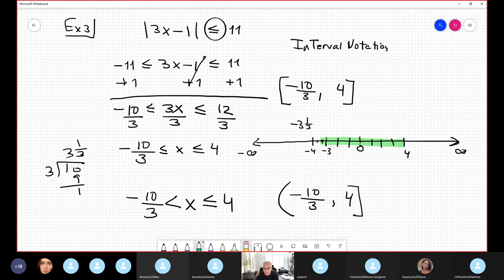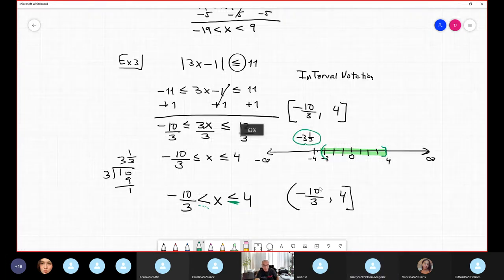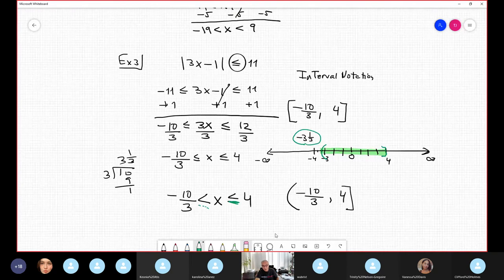But here we have bracket because it includes 4, I know this. And here we have parentheses because it does not include that number, because I don't see any equal sign here, invisible. Any question? Everything okay? Yes, I got it. Super. Any other question? Of course, you need practice.